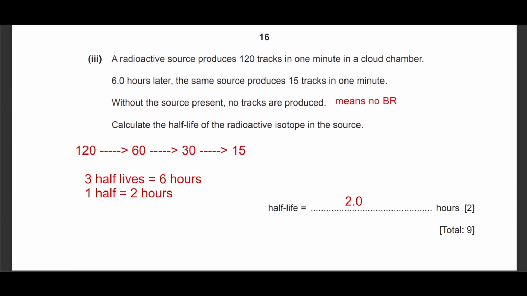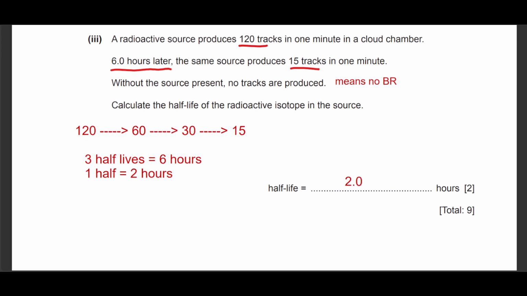Part 3, a numerical question after a very long time. So a radioactive source produces 120 tracks, which can be taken as counts per minute, the standard value. It is producing radiation at a level of 120 tracks in 1 minute. And after 6 hours, we see that the radiation has reduced to 15 tracks, which means that the radiation is undergoing the process of half-life. So he says the total process takes 6 hours.